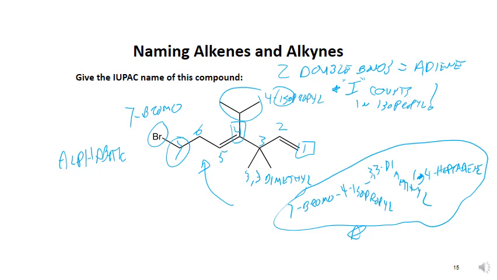So 1,4-heptadiene means 1, 2, 3, 4, 5, 6, 7. 1,4 means a double bond on carbon 1, and a double bond on carbon 4. Remember, the 4 means it starts on carbon 4. 1, 2, 3, 4. And then you've got 3,3-dimethyl. So that means 2 off of carbon 3. 4-isopropyl. There's carbon 4. That's isopropyl, and then a bromo off the end. Look, it's the same. It's the same. It's always worth it to try it. Okay.